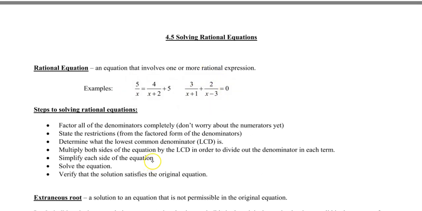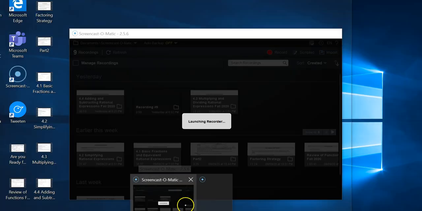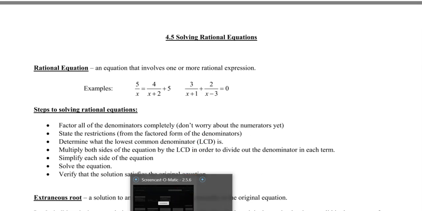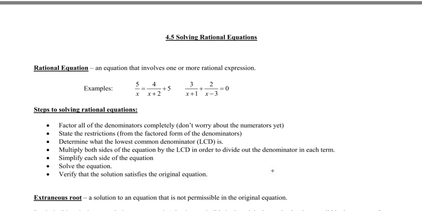Simplify each side of the equation, solve the equation. So at this point, there won't be any denominators, so you'll be looking at a linear equation or maybe a quadratic. Solve the equation, linear or quadratic, and verify that the solution satisfies the original equation.